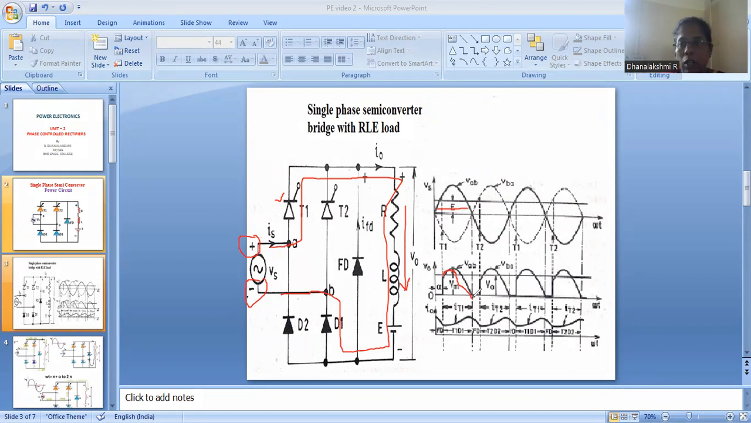Alpha is the triggering angle, also called the delay angle. Once the gate is triggered, from the instant alpha, there will be conduction. So the conduction is from alpha to pi. This instant is pi, where the positive half cycle gets over. The next half cycle starts from pi plus alpha, where our thyristor T2 is triggered. So the period from pi to pi plus alpha is what we call the freewheeling period.